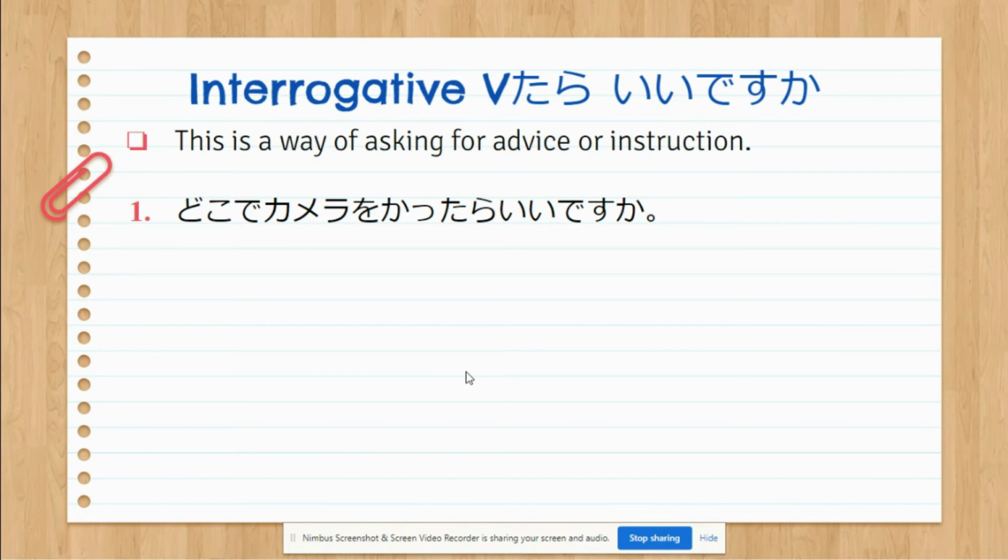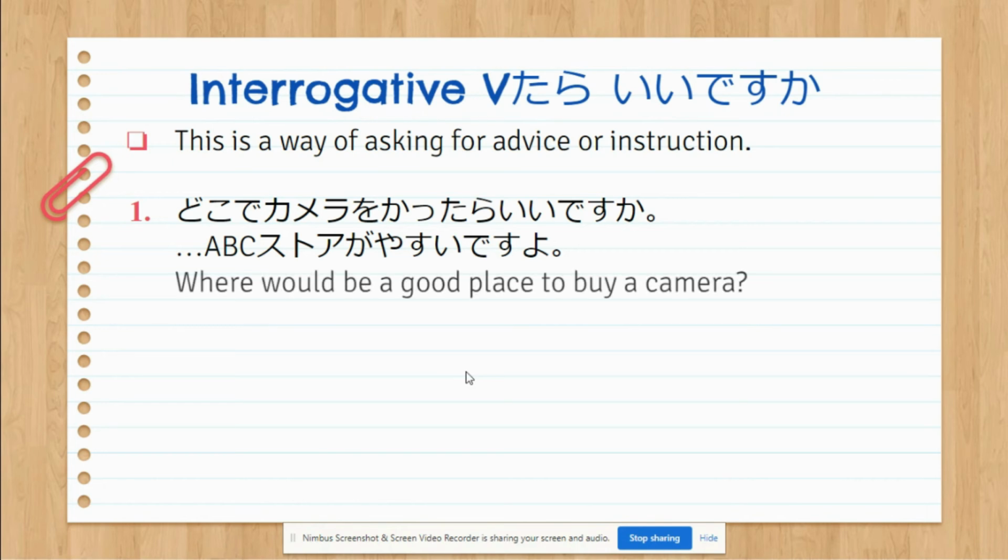For example, doko de kamera o kattara ii desu ka? ABC Stoa ga yasui desu yo. Where would be a good place to buy a camera? ABC store is cheap, you know. Okay, so you're simply asking for advice on where to buy a camera. We use interrogative verb tara ii desu ka?